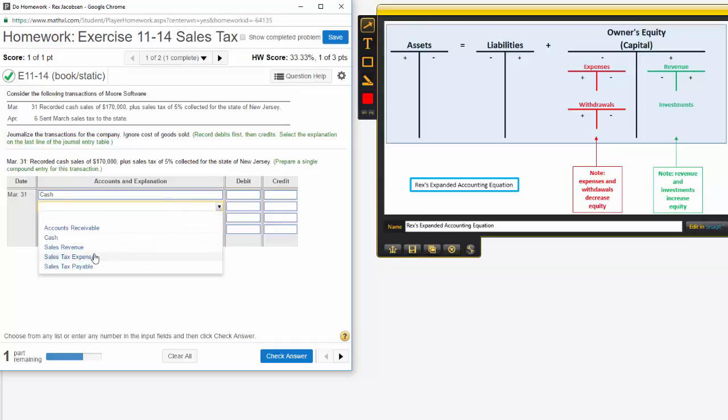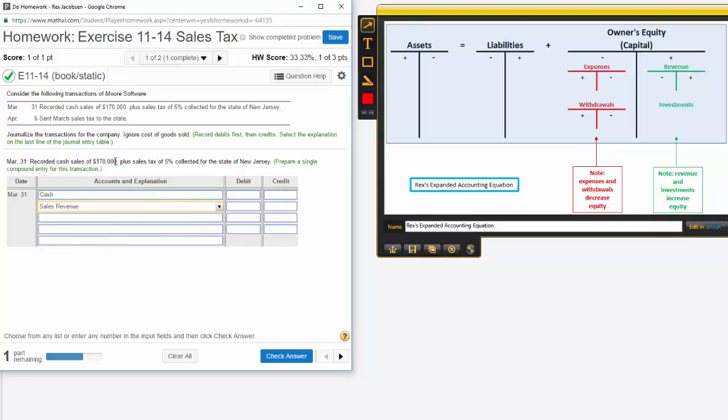We also have to record our sales revenue. And the amount of sales revenue that we're going to record is we sold $170,000 worth of items. Sales revenue, we know we have more sales revenue since we've made a sale, obviously. So the revenue is increasing. That's why the sales revenue is going to be a credit.